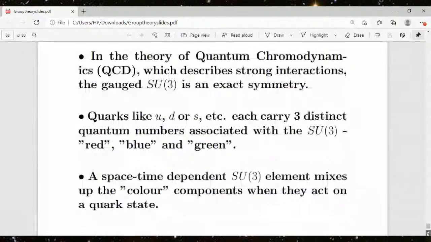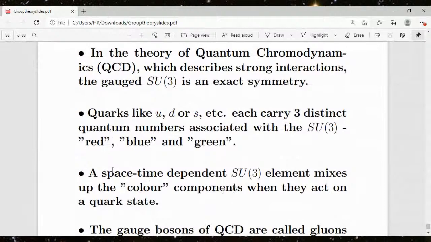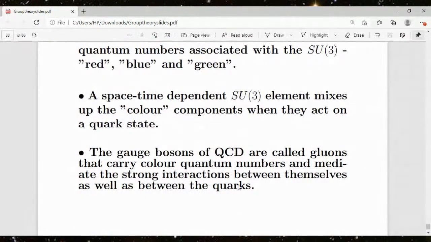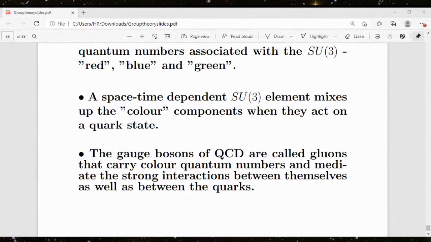And it's a gauge theory. That means a space-time dependent SU3 element mixes up the color components of a quark state. Because it's a gauge theory, there are gauge fields associated. These are the gauge bosons of QCD called the gluons, which mediate the strong force between quarks. And because there are 8 generators, there are 8 distinct gluons which mediate the strong forces between the different quarks. So at the fundamental level, it is the SU3 group which plays an important role in describing the strong interactions of high energy physics.